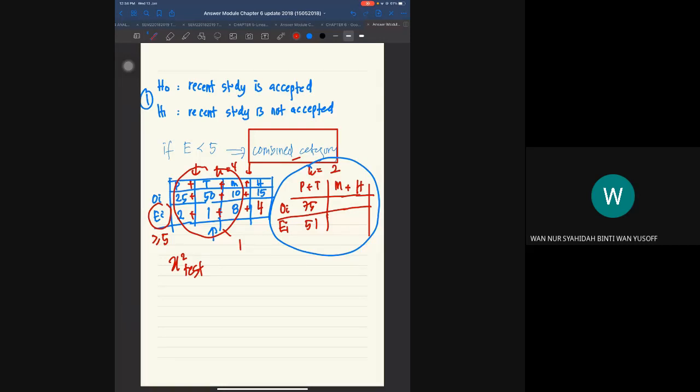So it is for 6.1.1 and also 6.1.2. For the fitting of the distribution also, E must be greater than 5. It is not the O. O, it is okay to have less than 5. Don't get confused. O is okay to have less than 5, but E must be greater than or equal to 5. So after you ensure that all the E are greater than 5, then we proceed with the chi-square test.